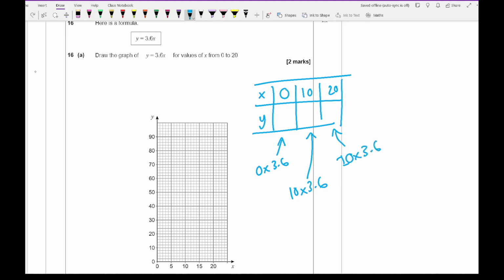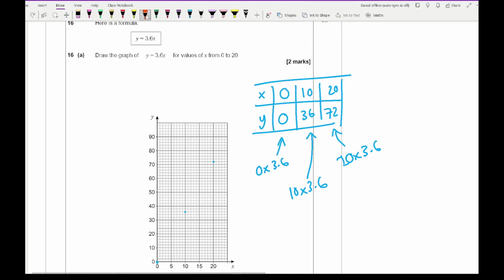So we're working out what this is going to be. So that's going to be 0. This is going to be 36. And this is going to be 72. So what I then need to do is plot those. So plot 0, 0. At 10, it's at 36, which is there. And at 20, it's at 72, which is there. And then all I then need to do is draw a straight line.